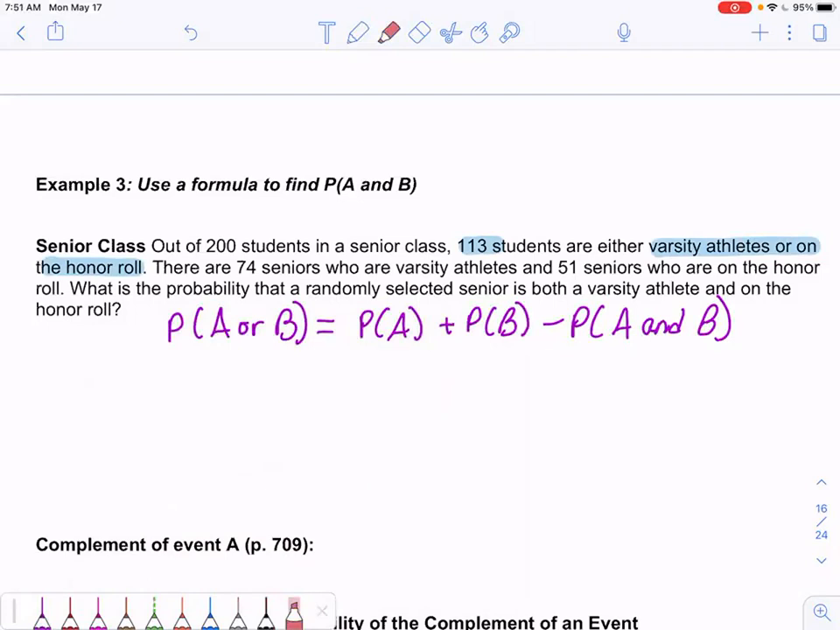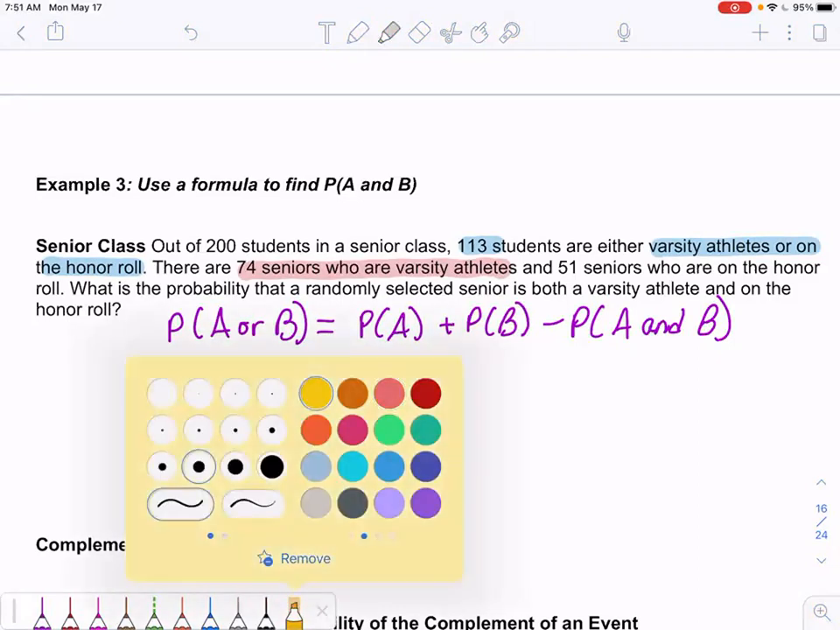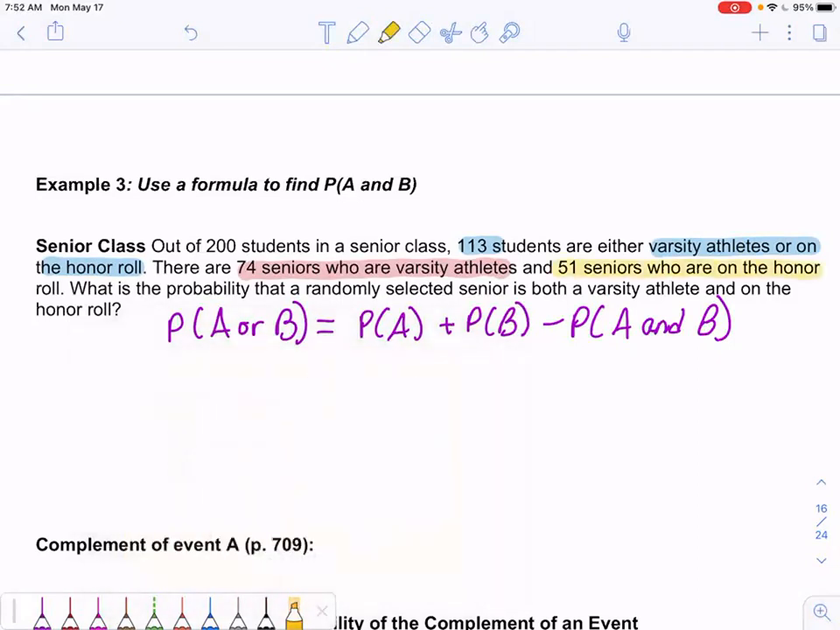74 seniors are varsity athletes. And then finally, 51 seniors are on the honor roll. What's the probability that a randomly selected senior is both a varsity athlete and on the honor roll? So let's look through it again and see if you can fill in the pieces of information into your formula. Our goal is to find both. What's the probability that they're a varsity athlete and also on the honor roll?